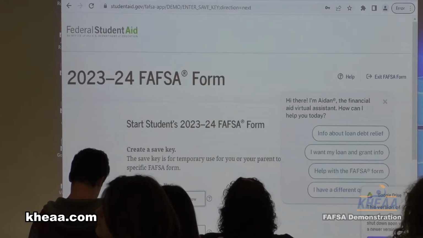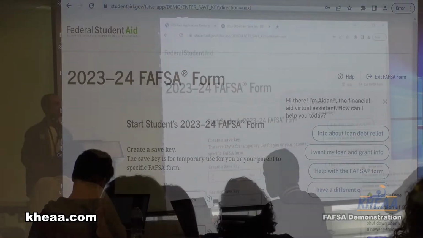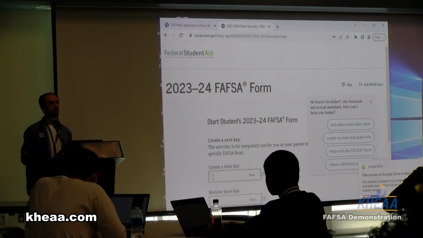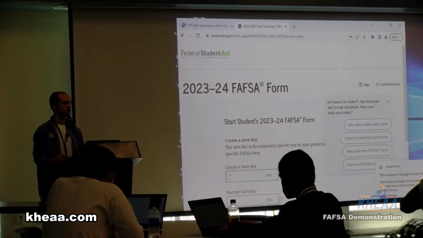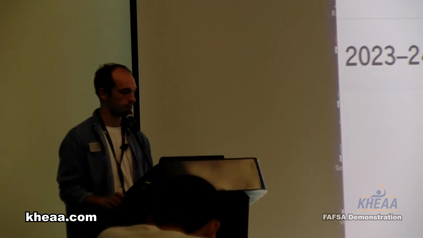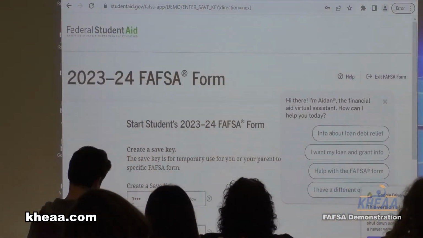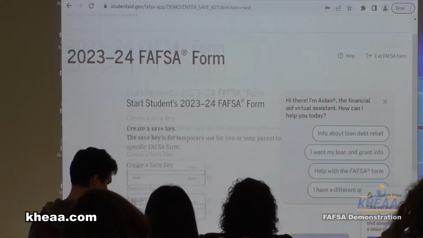When you get on your FAFSA account, the number one thing it's going to ask you to do is create a PIN number. Everybody just choose something like a 4-digit number. I usually always choose 1, 2, 3, 4. It's something that you have to use every time you access your account, okay? So 1, 2, 3, 4. And you'll create it.